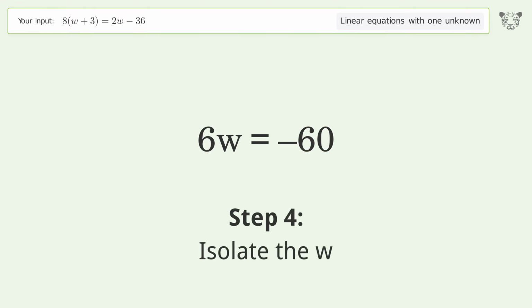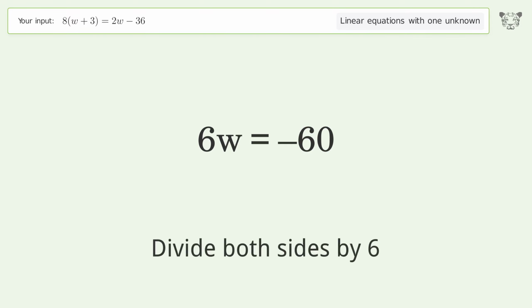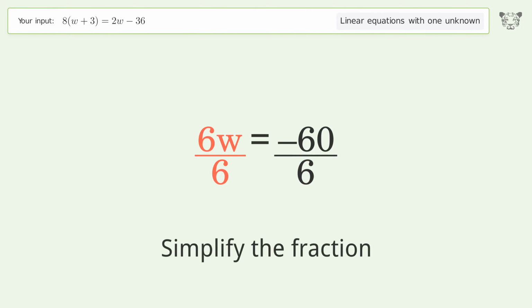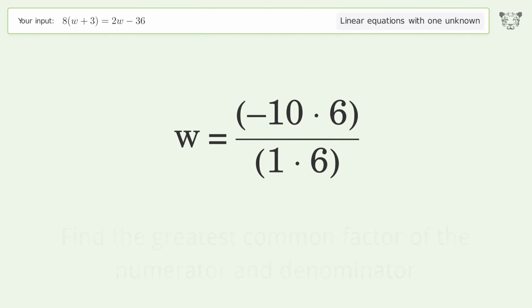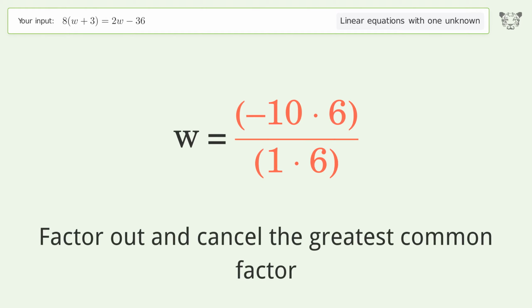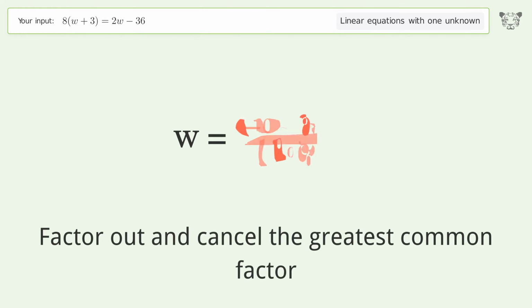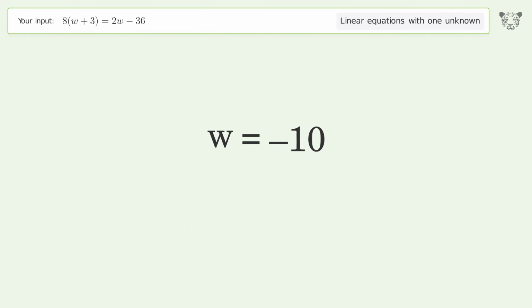Isolate the w. Divide both sides by 6. Simplify the fraction. Find the greatest common factor of the numerator and denominator. Factor out and cancel the greatest common factor. And so the final result is w equals -10.